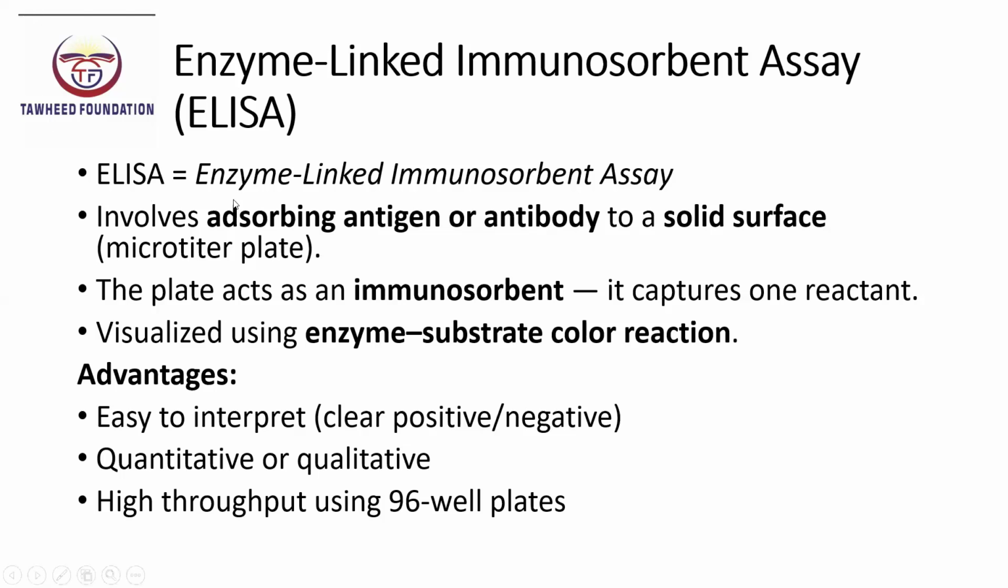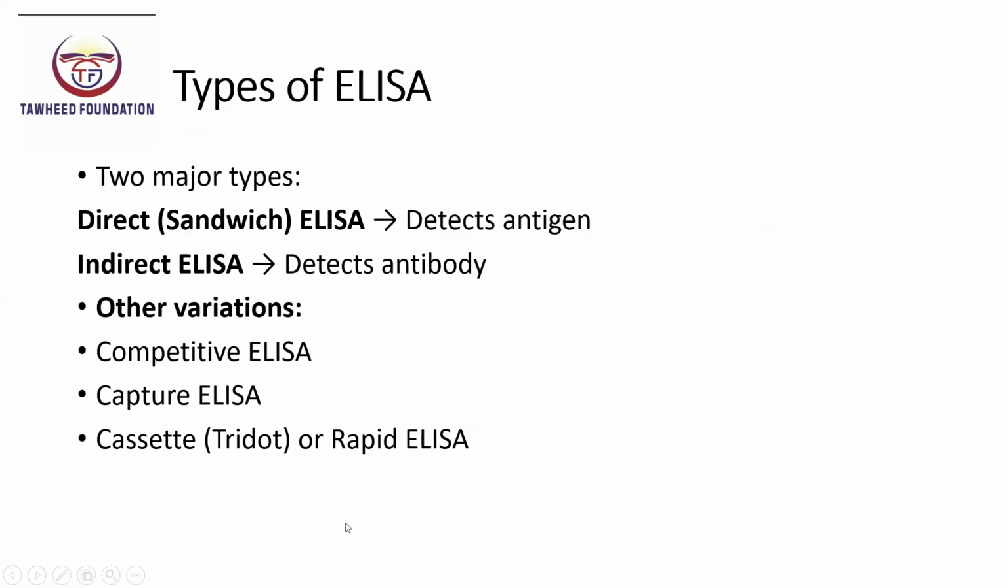So ELISA, it is nothing but enzyme-linked immunosorbent assay. It involves adsorbing antigen or antibody to a solid surface that is microtiter plate. The plate will act as an immunosorbent, that means it captures one reactant, and visualizing it is using enzyme substrate color reaction. There are three advantages of ELISA. It is easy to interpret. It will give clear either positive or negative result. It is quantitative or qualitative based, high throughput using 96 well plates.